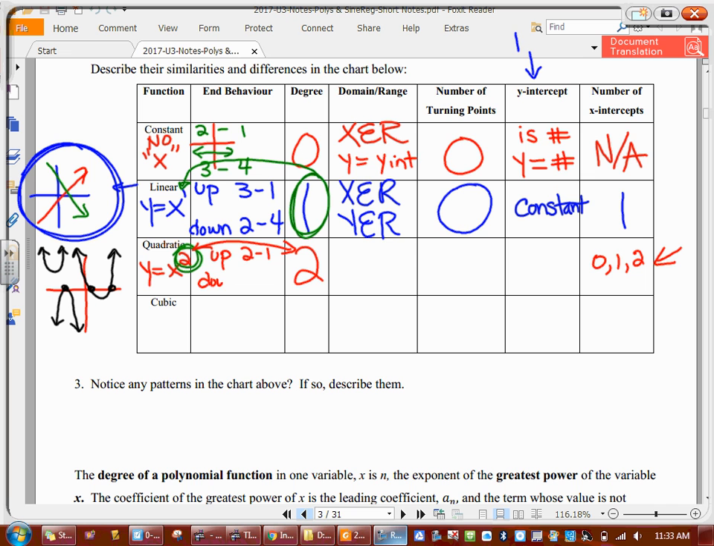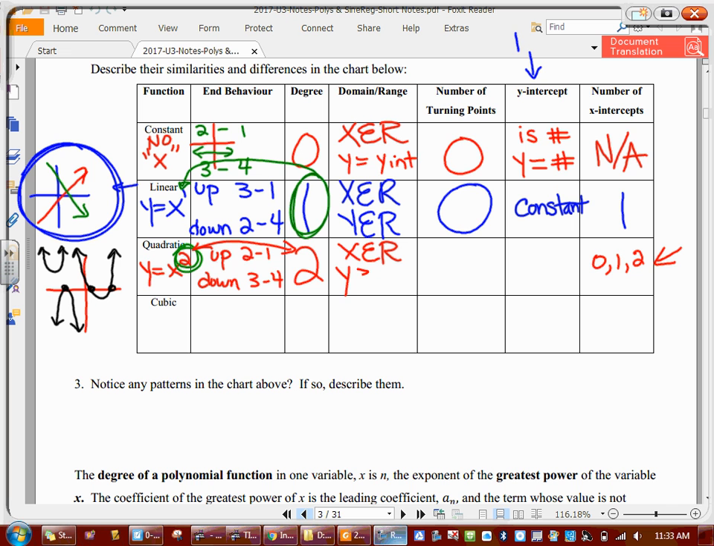Now, if we look at domain and range, this one's going to have no boundaries on domain, but it's going to have a boundary on the max or min for the range. So, y is greater than or equal to the minimum, or y is less than or equal to the max.